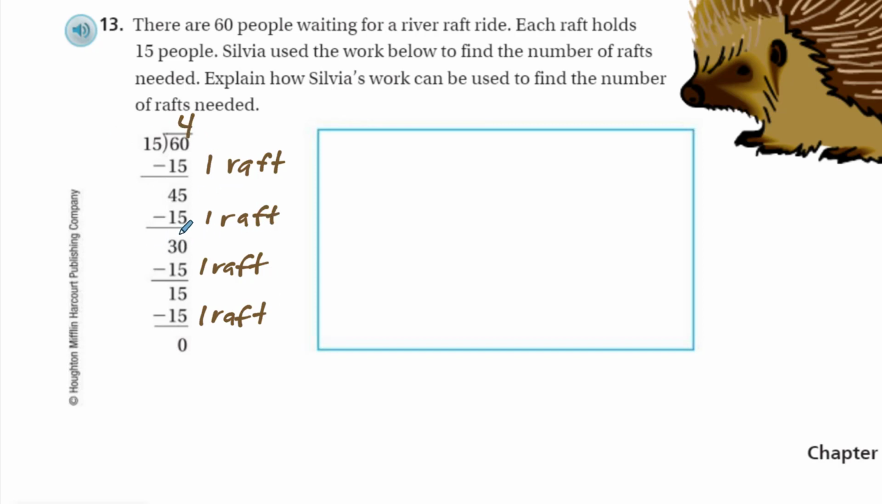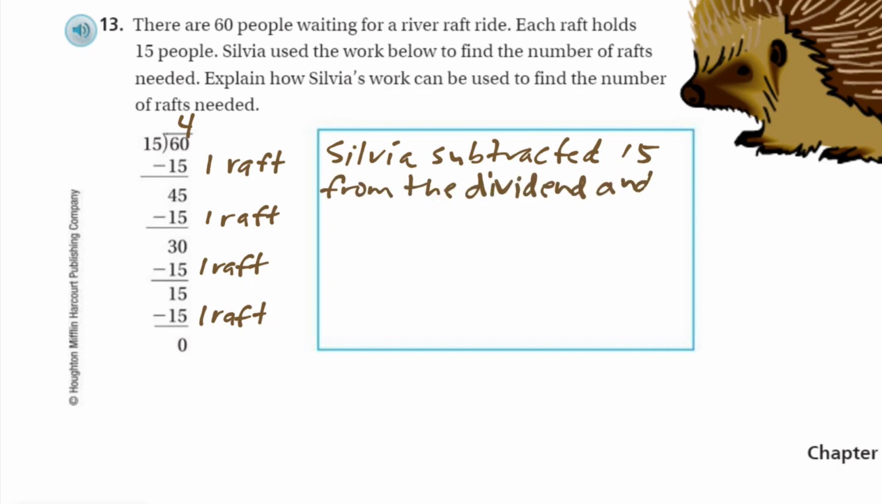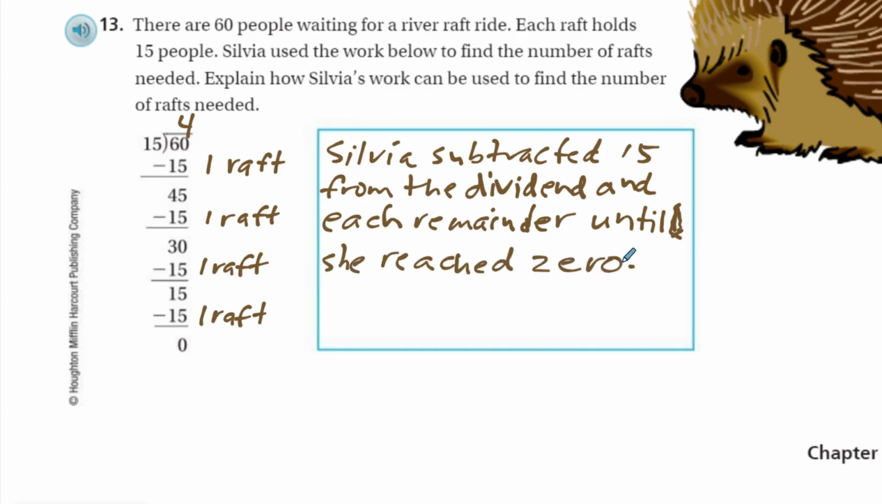Okay, I see that. Well, now we have to explain how Sylvia's work can be used to find the number of rafts needed. Okay, well, I kind of already said it. It looks like Sylvia subtracted 15 people from the dividend, and each remainder, until she reached 0. Okay, yeah, that's what she did. So they would need 4 rafts. Fairly easy problem. Cool. Time to move on.